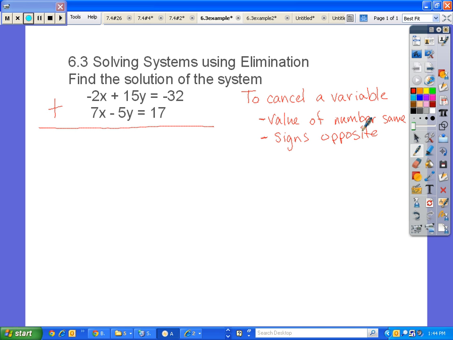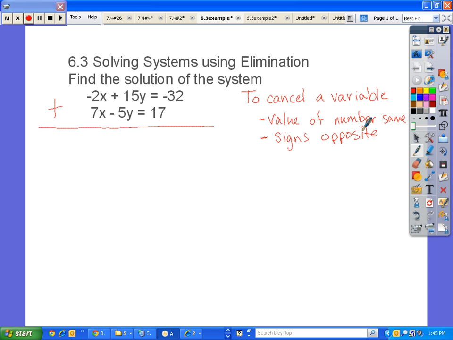The 2x. Jada, you think the 2x would be easy to cancel? No, I think the 15y. Tony, why do you think the y is easier than the x? Because they're the same, you can just multiply both. That's right. Mila, you're saying if I do my x, I have to multiply both of them by something. If I cancel out my y's, I only have to multiply one of the equations. What do I want to multiply my bottom equation by?